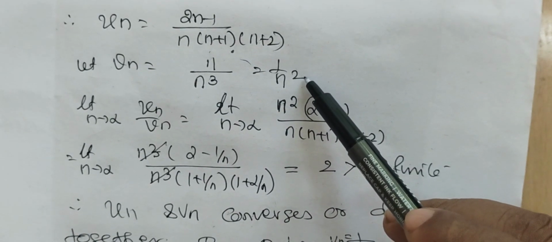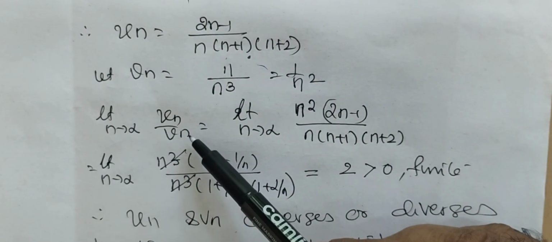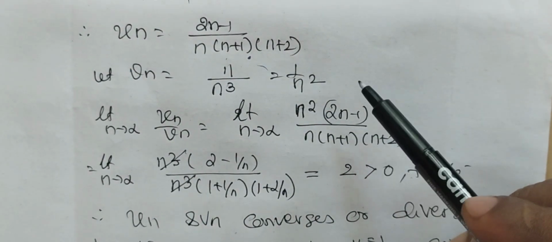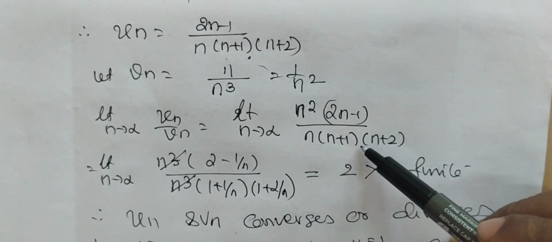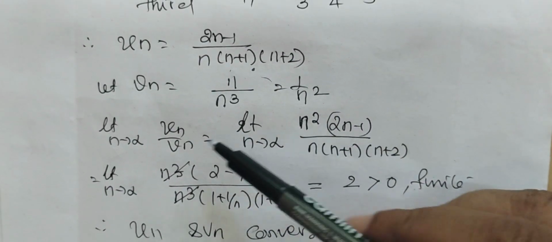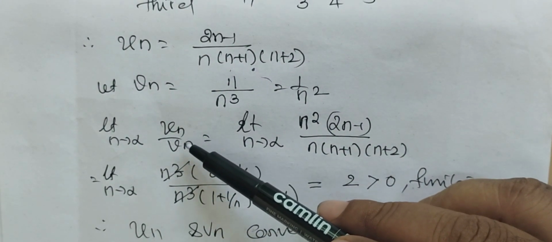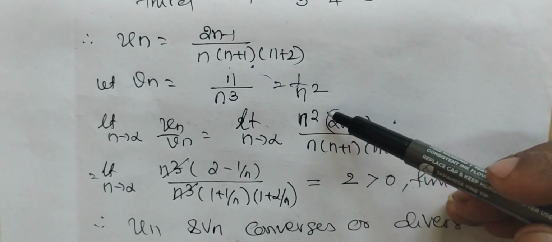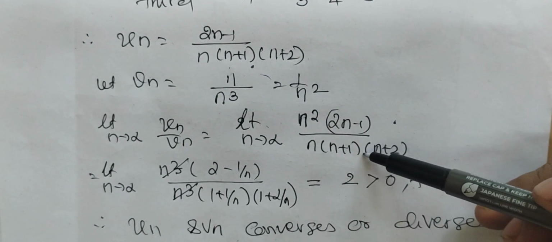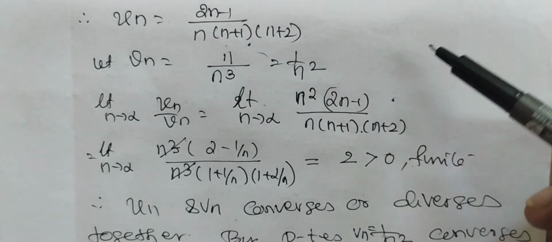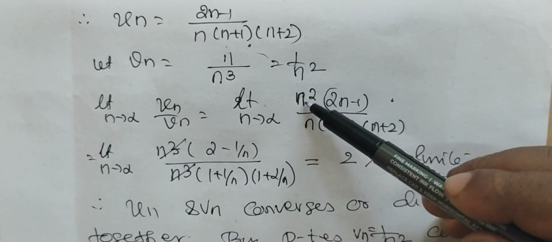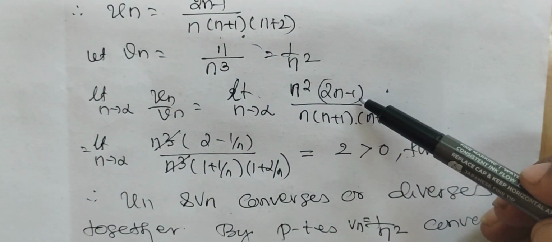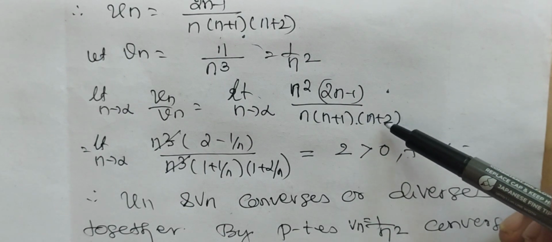Now for the ratio, we use the formula limit n tends to infinity Un by Vn. Then limit n tends to infinity n square into 2n minus 1 by n into n plus 1 into n plus 2. Because when you divide Un by Vn, we take the reciprocal and multiply, so this n square goes to the numerator. Now take the common factor n cube from the numerator and from the denominator, and cancel. We get 2 minus 1 by n over 1 plus 1 by n, 1 plus 2 by n.